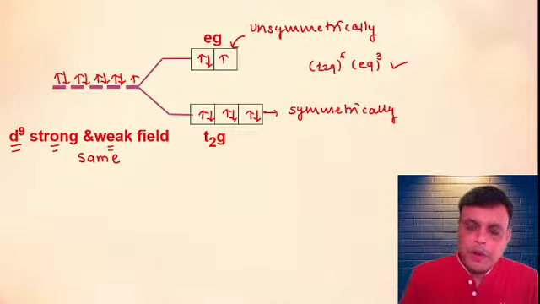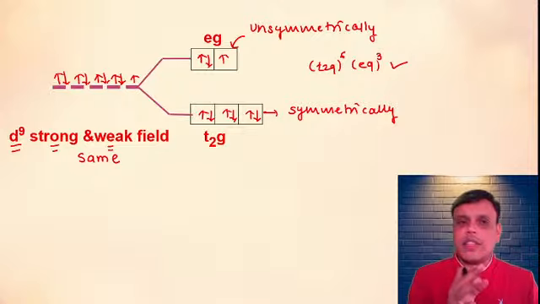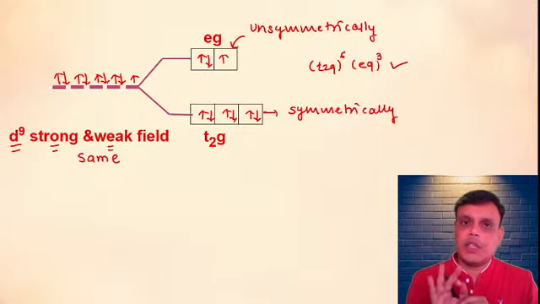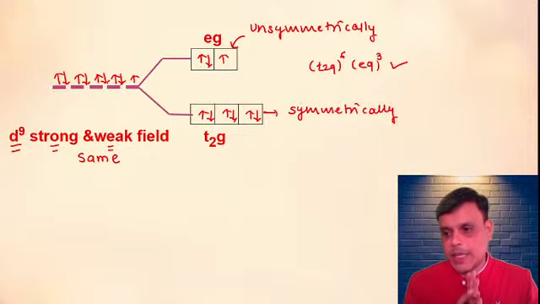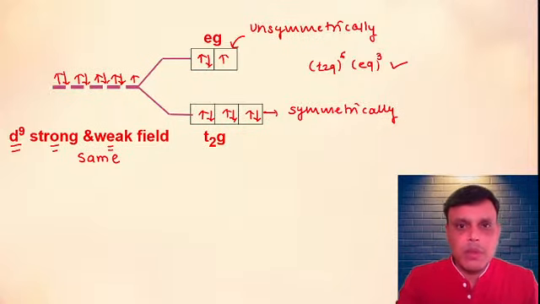So the cases you have just seen, D4, D7, D9, all of these can show a tetragonal distortion or a Jahn-Teller distortion. Please remember this. T2G is symmetrical filling. Komal Tate, very good, correct answer.